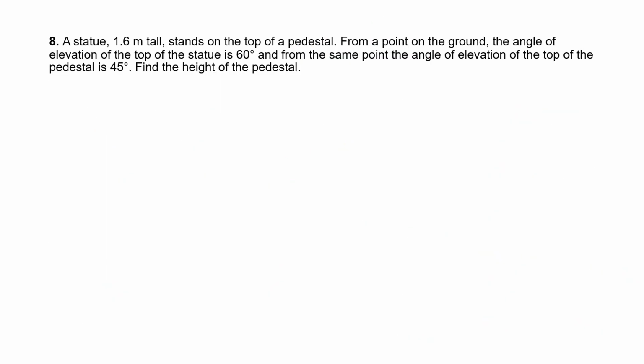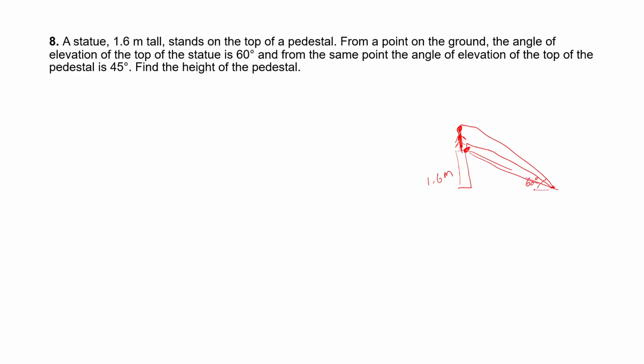Next question. A statue 1.6 meters stands on the top of a pedestal. Some statue is standing on something, a pedestal. Whatever be the statue, just the statue is here, 1.6 meter, and the pedestal. It is standing on the top of that. From a point on the ground, the angle of elevation of the top of the statue is 60 degree. From the same point, the angle of elevation of the top of the pedestal, that means this point.